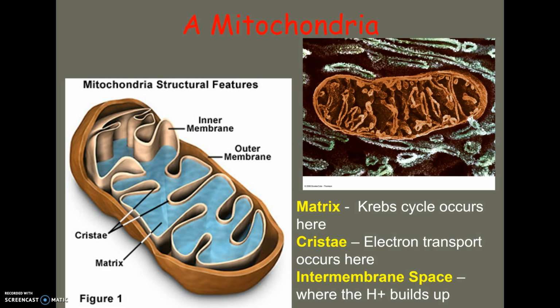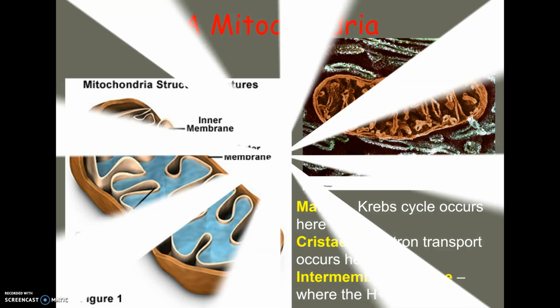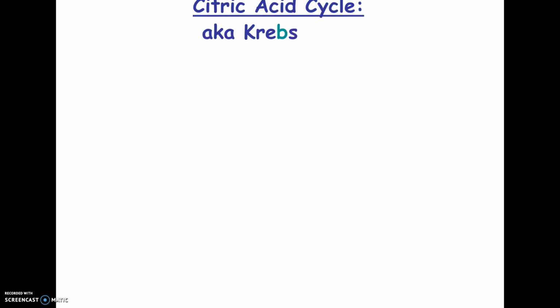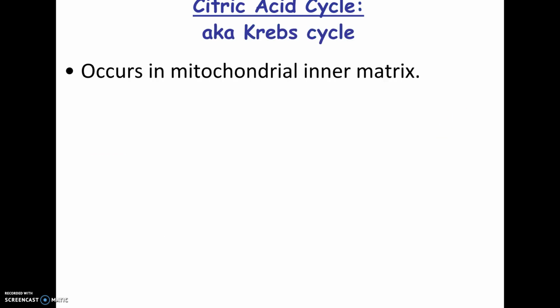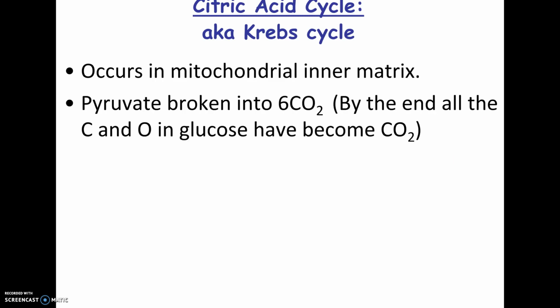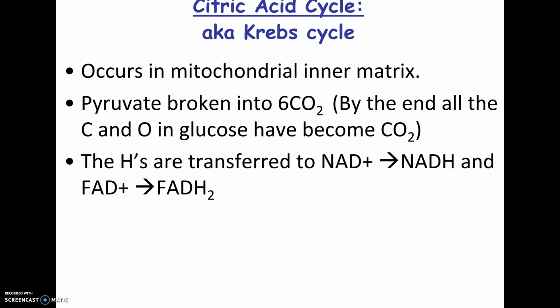All right, and I can put this slide back at the end, so if you didn't get the structure of the mitochondria, I can come back to it. I just want to go through the citric acid cycle really quick. The citric acid cycle is also called the Krebs cycle. At this point, when the pyruvate goes into the mitochondria, by the end of the Krebs cycle, all the glucose has been broken down into carbon dioxide. And all the hydrogens from the glucose have been sent to NAD and FAD. So by the end of the Krebs cycle, all your glucose is gone.